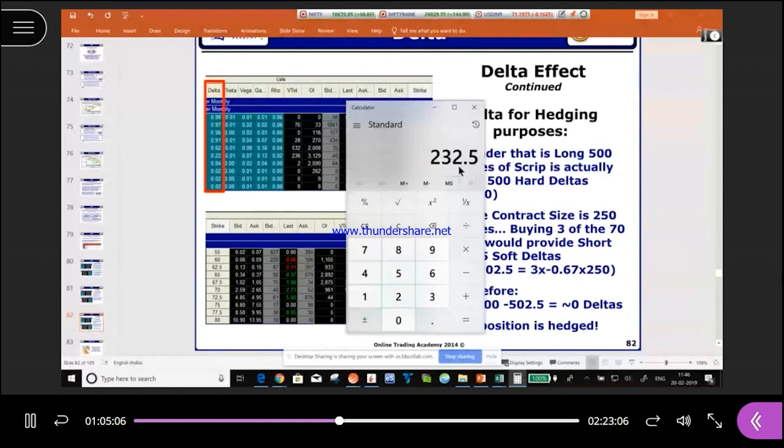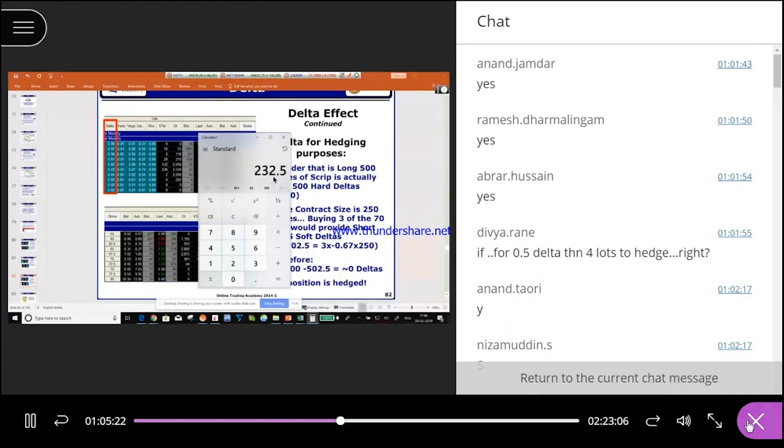Yeah, then you will need four lots, right, Ashish? Because 250 shares means 125 shares. One lot will only manage 125 shares. To manage 500 shares, you will need four lots. Correct. Deciding the number of lots is going to be dependent on delta.